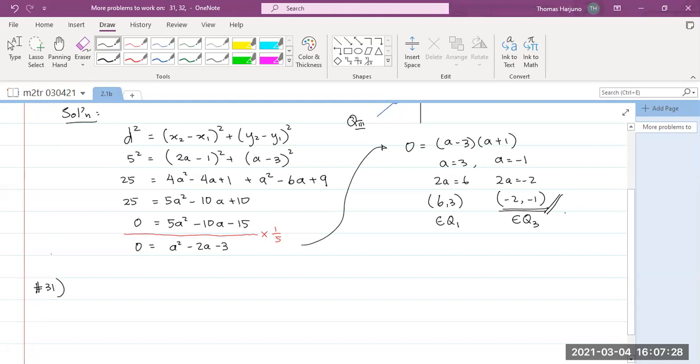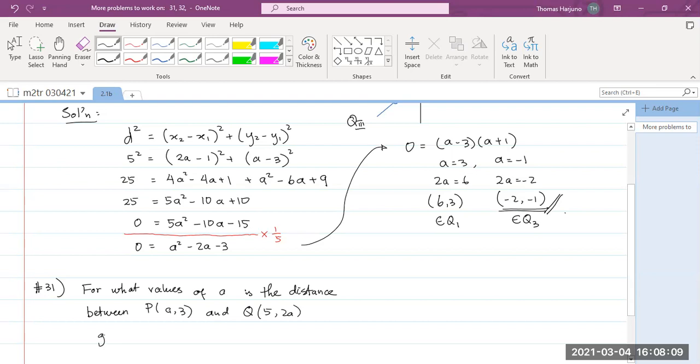And go on with number 31. For what values of a is the distance between P(a, 3) and Q(5, 2a) greater than radical 26?